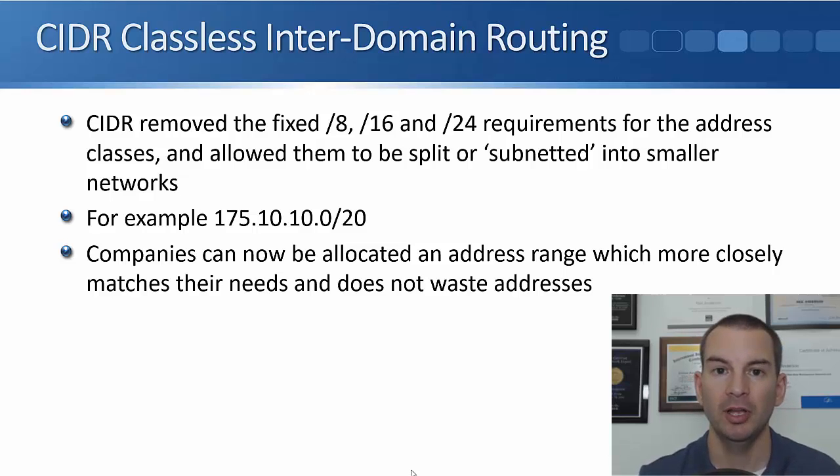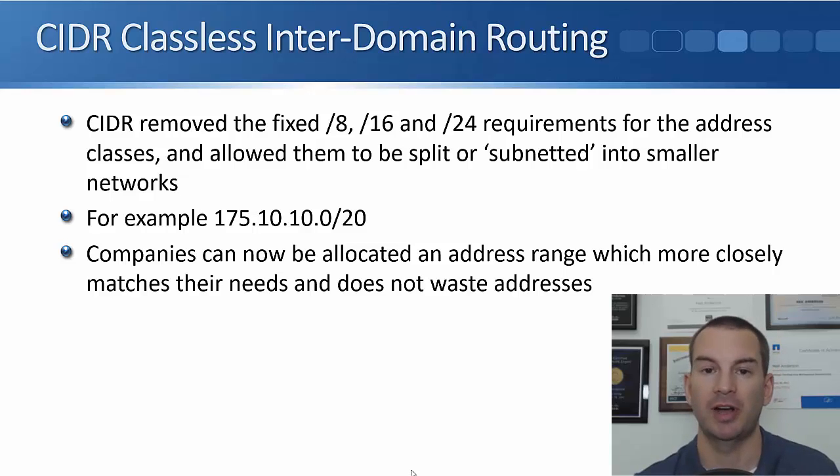So, for example, the Internet authorities could allocate the address 175.10.10.0/20. You can see from the first octet, 175, that that is a class B address, which would normally be a /16, but rather than allocating the organization the entire class B, the Internet authorities could now assign them a /20, which meant that other networks in that 175 range would be available to give to other companies.